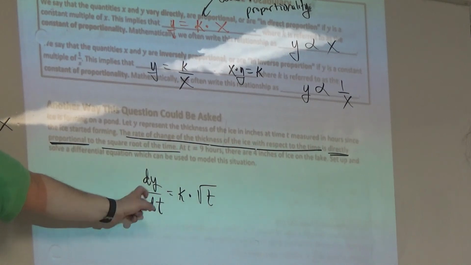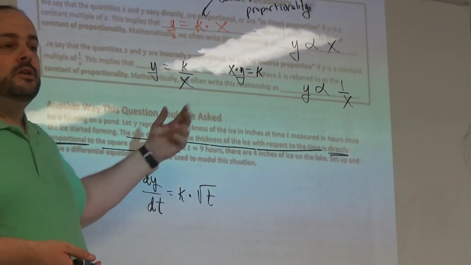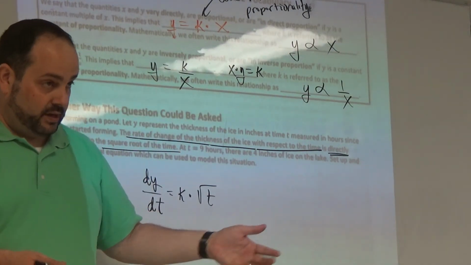This is the exact same differential equation that I gave you earlier, except now you had to work for it. From here, if you were going to finish it off, we're going to find the antiderivative, use the initial conditions, do all the things.